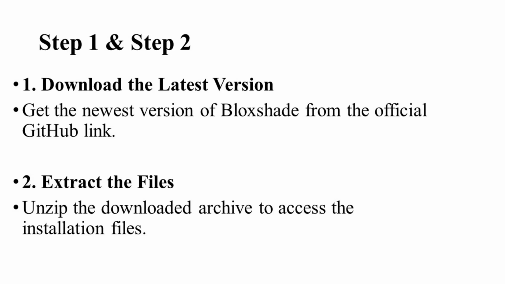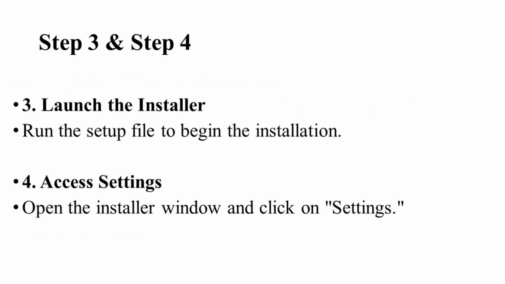And then you gotta extract the files. So unzip the downloaded archive to access the installation files. Then in step 3, you gotta launch the installer, that is, run the setup executable to initiate the installation process, and then access settings. So in the installation window, locate and click on settings option.